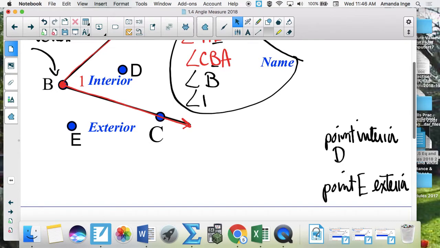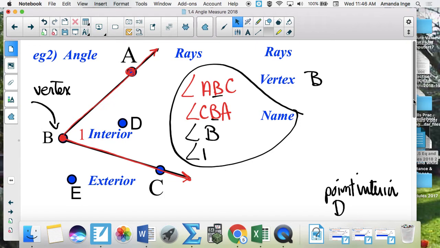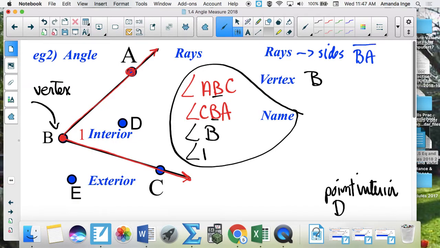Where is C? On the ray. On the angle, right, on the ray. All right. So the next thing for you to understand about an angle is it has sides. The sides are the rays. So in this case we have ray BA and we have ray BC. So those are the sides of the angle. Everybody still with me? Okay.